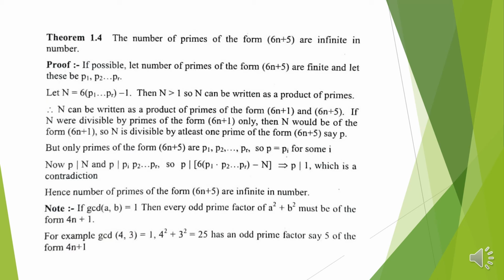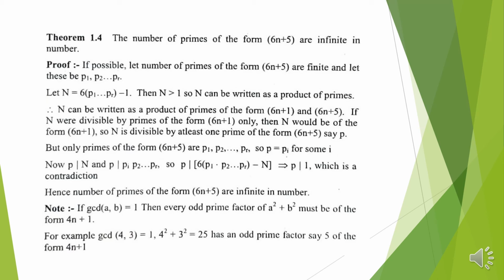n can be written as a product of primes of the form 6n + 1 and 6n + 5. If n were divisible by primes of the form 6n + 1 only, then n would be of the form 6n + 1. So n is divisible by at least one prime of the form 6n + 5, say p. But the only primes of the form 6n + 5 are p1, p2, p3, and so on pr. So p is equal to pi for some i.